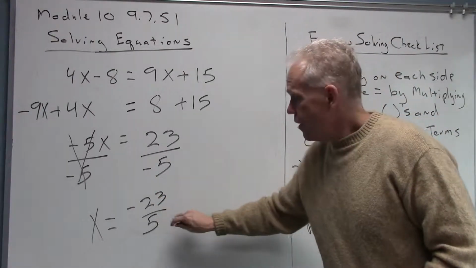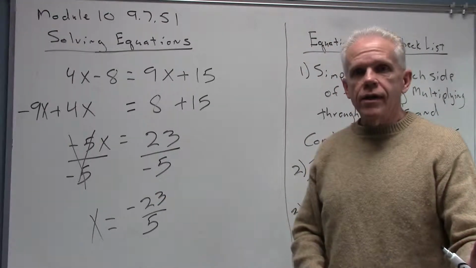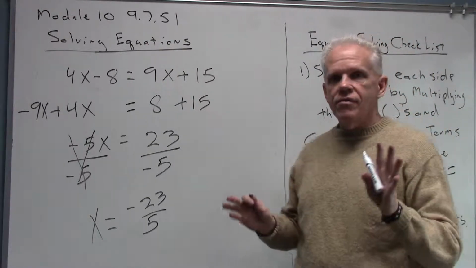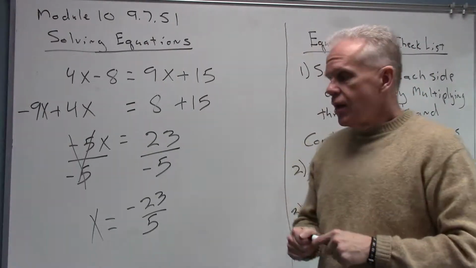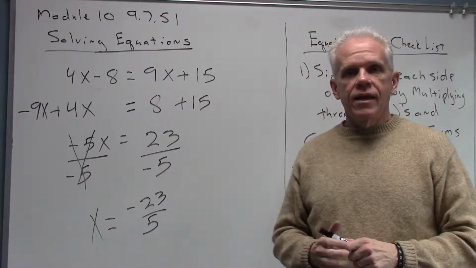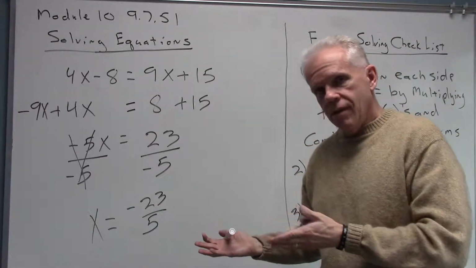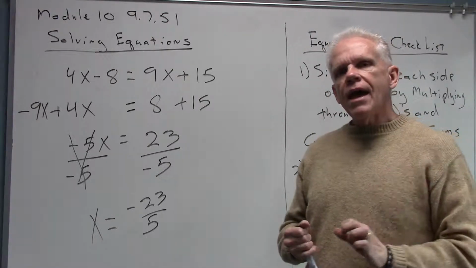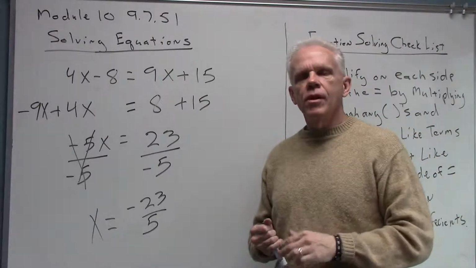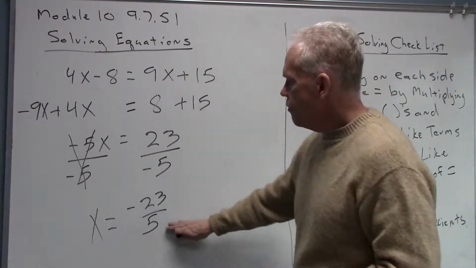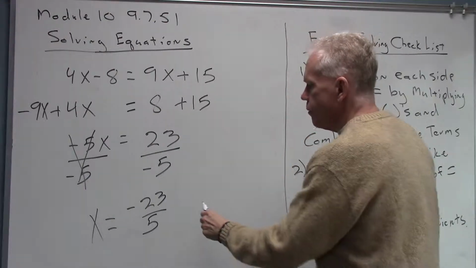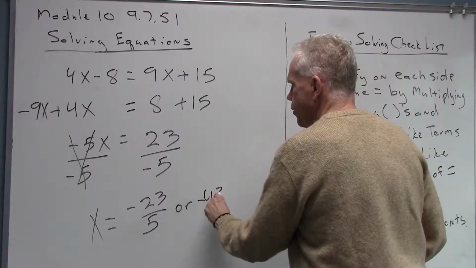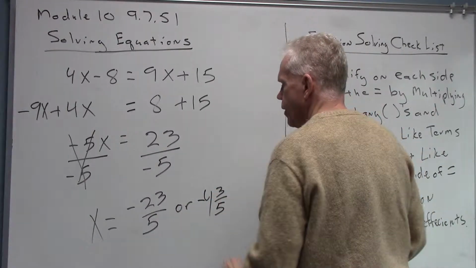That, my friends, is a fine answer. I know it's ugly. I know it's an improper fraction and all of that kind of stuff that just bugs the heck out of you. But there's nothing wrong with that answer, especially if they say, give a simplified fraction for your answer. If they ask you for a mixed number answer on this, you would divide the 5 into the negative 23, and a mixed number answer would be negative 4 3 fifths.